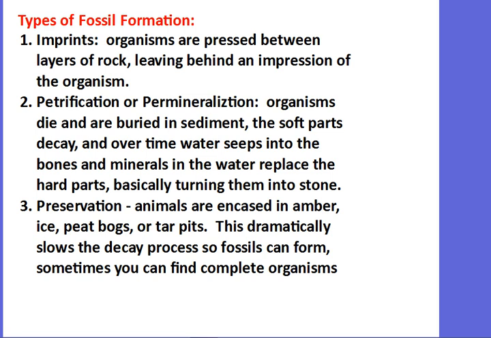So, different types of fossil formation. We did an activity called Forming Fossils, where you went through the stations and did a simulation of different types of fossil formations. One of the first was imprints, where we pressed a leaf and a shell in between two pieces of clay, and that simulates this type of fossil where organisms are pressed between layers of rock. It leaves behind an impression or an imprint of the organism, kind of like an outline. The organism isn't there anymore, but you can see the outline, you can make out details of what the organism looked like.